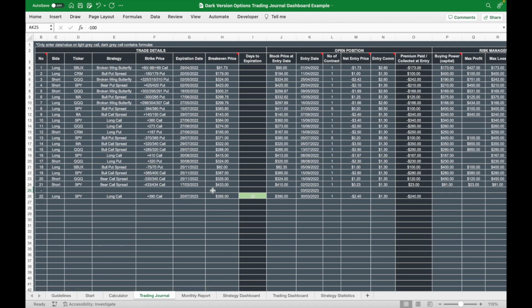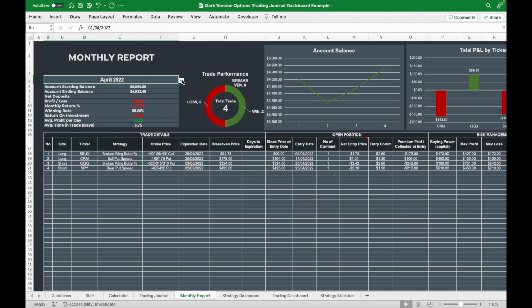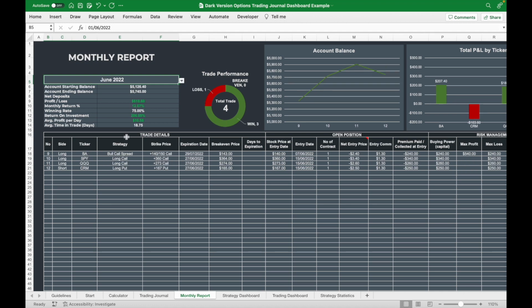Use a minus sign when withdrawing money. All the data entered on the trading journal page will auto-populate in the monthly report, strategy dashboard, trading dashboard, and strategy statistic pages. If you want to track your monthly trading performance, head over to the monthly report page, select the desired month from the drop-down list, and it will automatically display all the trades taken during that month.